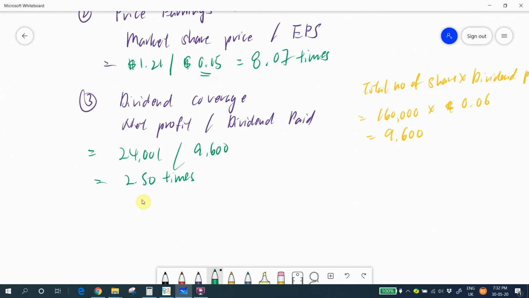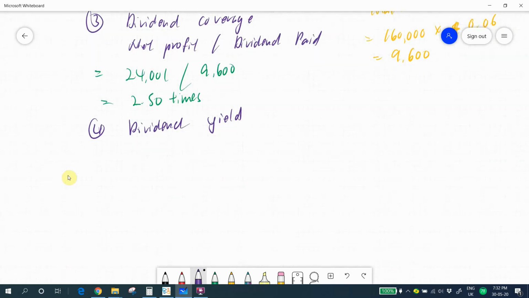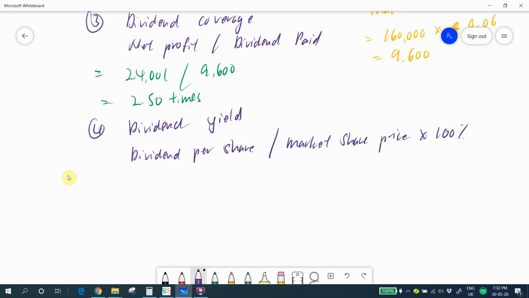And the last one will be your dividend yield. For the dividend yield of the company, we use dividend per share divided by the market share price, and multiply by 100%. The dividend per share of the company is 6 cents each, and the market share price is 1.21.